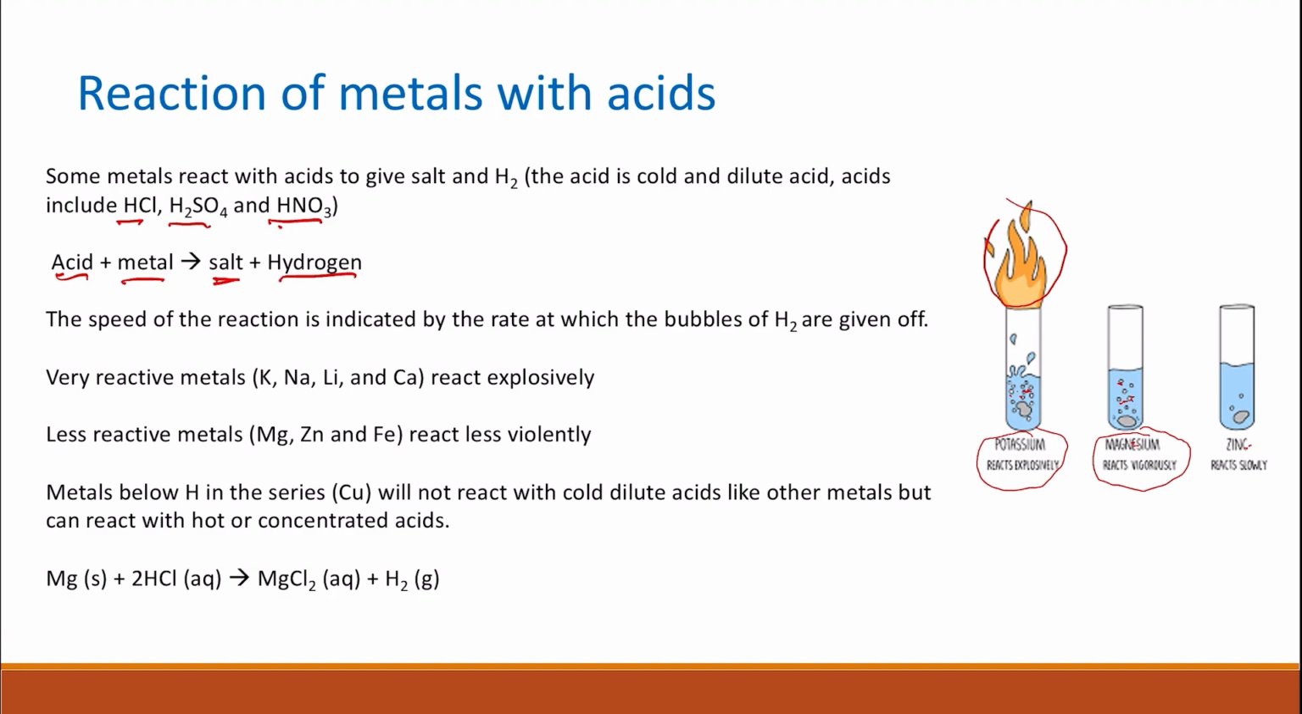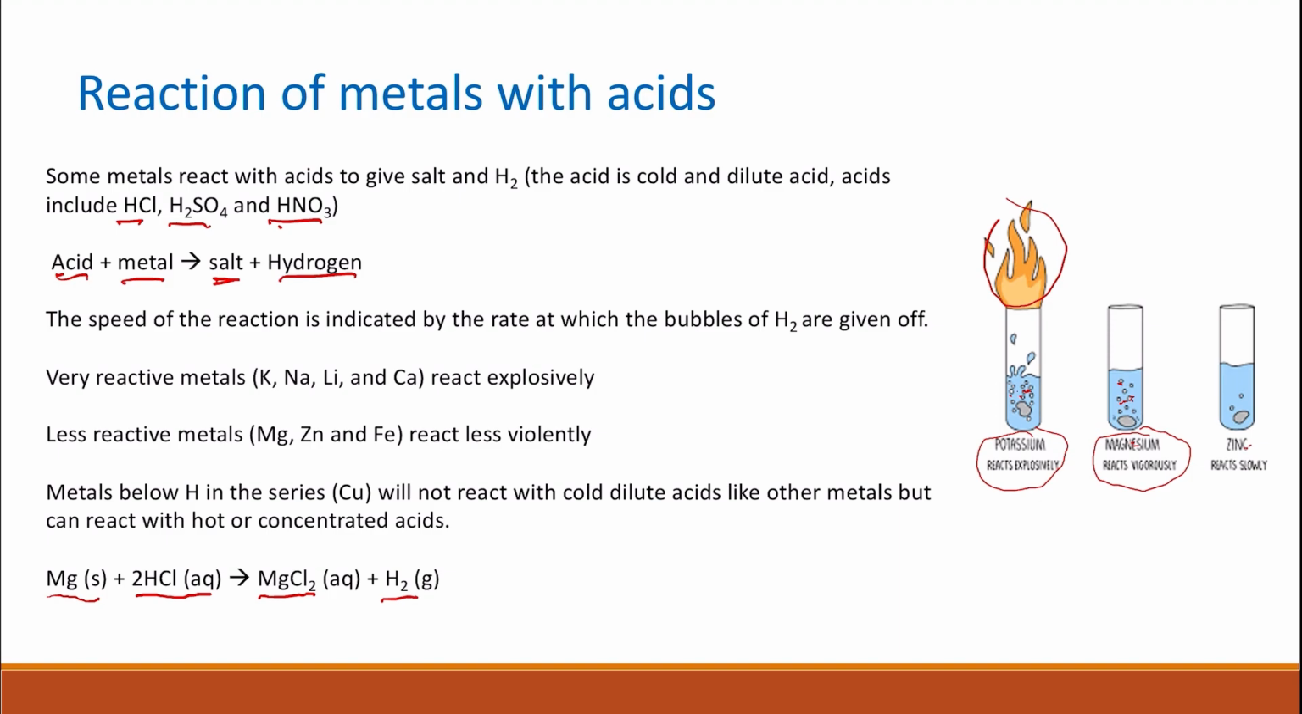And how to write and balance the equation for the reaction between metal and acid. Some examples: when we have magnesium as a solid, this is a metal, with hydrogen chloride as aqueous, that will give you magnesium chloride aqueous and hydrogen. Don't forget to balance your equation.